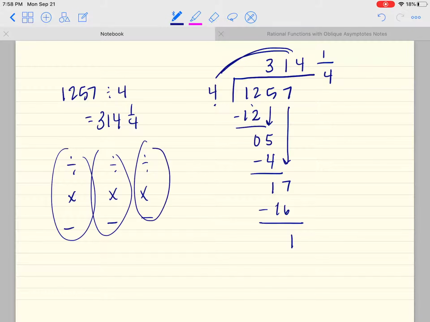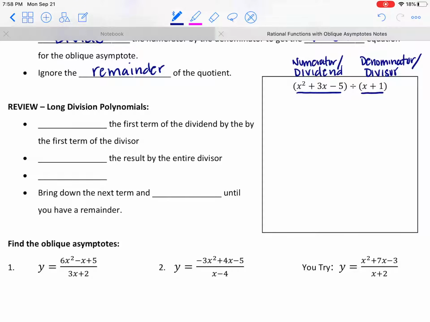Okay? So it's the same 3 operations repeated over and over until we have a remainder, which goes over our divisor. We do the same exact thing with polynomials. Okay? So how does this look with polynomials?